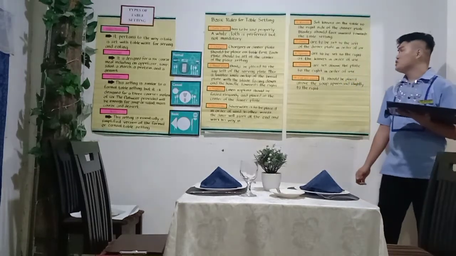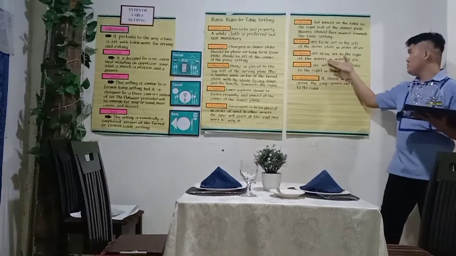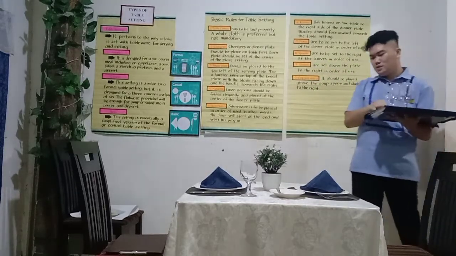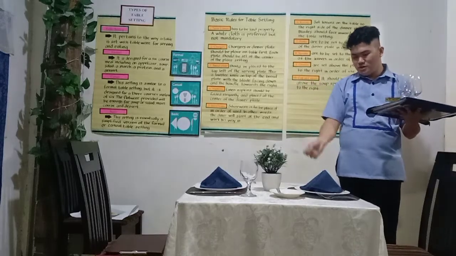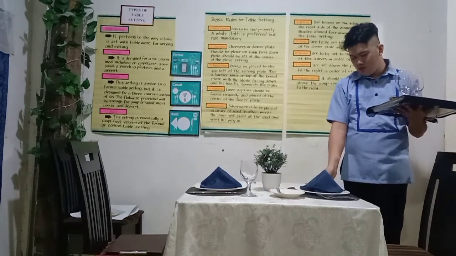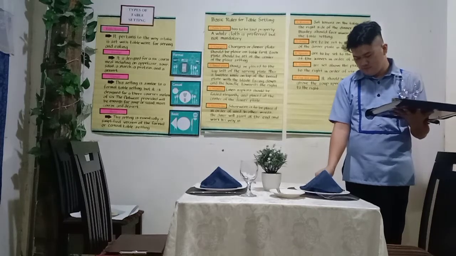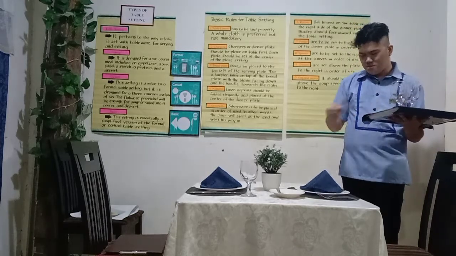Next is spoons. Spoons are to be set to the right of the knives in order of use. So place the spoons to the right of the knives: a dinner spoon and a teaspoon.